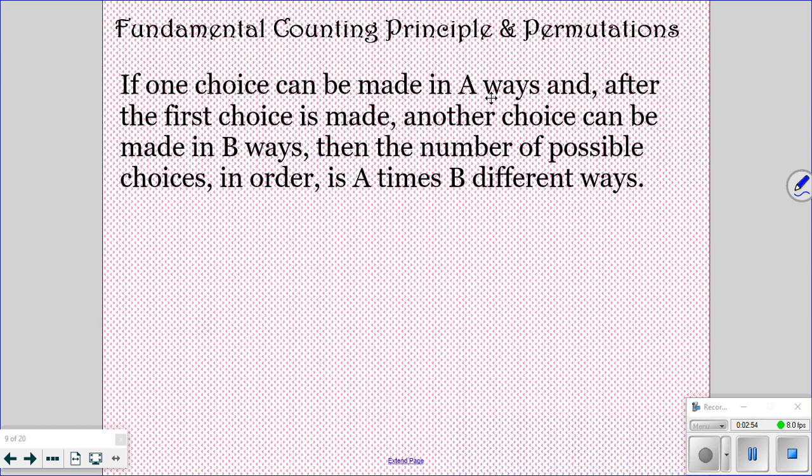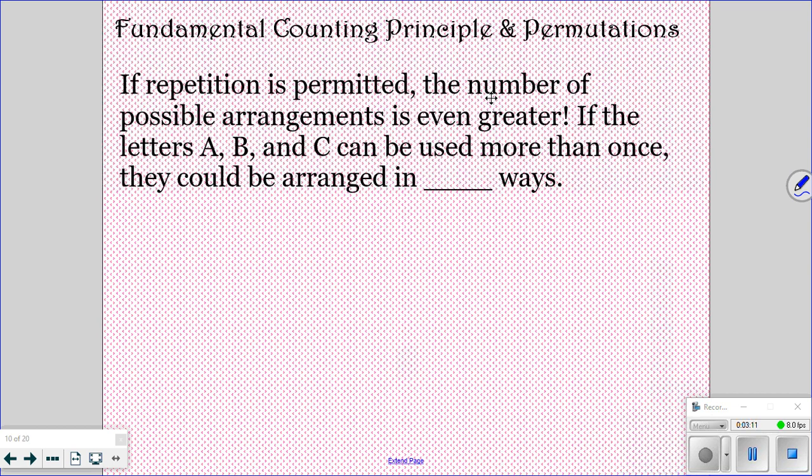So this is the fundamental counting principle. If one choice can be made in A ways, and after that choice is made, another choice can be made in B ways, then the number of possible choices in order is A times B different ways. So if you allow repetition, then the number of possible arrangements will be even greater. So if we arrange A, B, and C, and we can use them as many times as we want to arrange them in 3 sets of 3, how many ways could they be arranged?